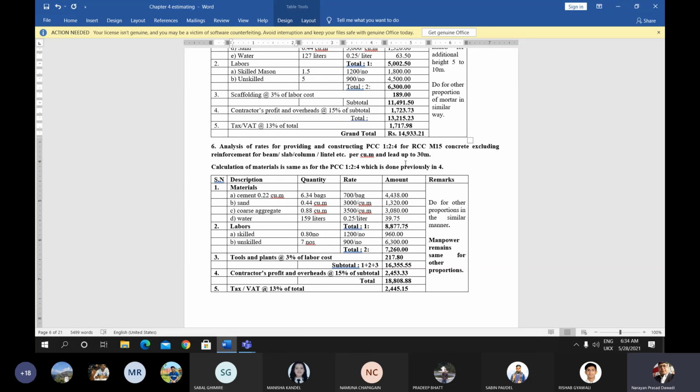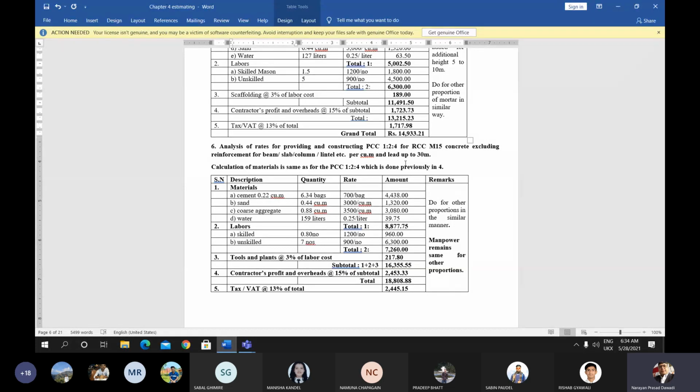That's why PCC for RCC means, if you are asked in examination to analyze the rates of providing RCC work, then you do it for 6 number heading. The calculation of quantity for PCC 1:2:4 for RCC. In RCC also there is cement, sand, and gravel. That is 1:2:4 proportion. The proportion is the same as that of item number 3.